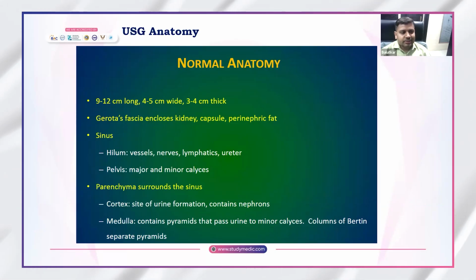Of course, the Gerota's fascia cannot be visualized distinctly, but a brightly echogenic structure outside the renal cortex is the Gerota's fascia and renal capsule, which is combinedly seen as a brightly echogenic structure. The renal sinus, we will see this in the ultrasound image as well, so we can just go to the next image.